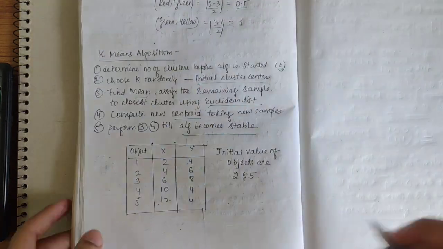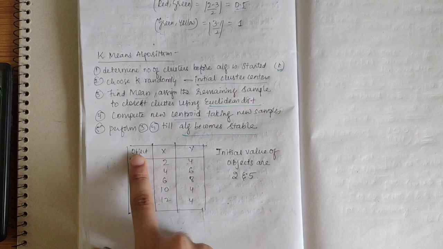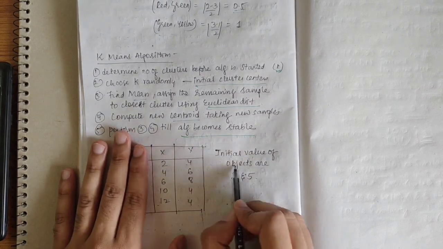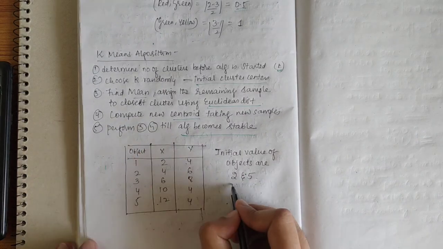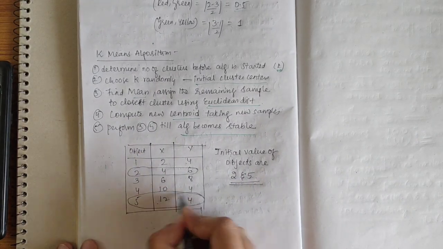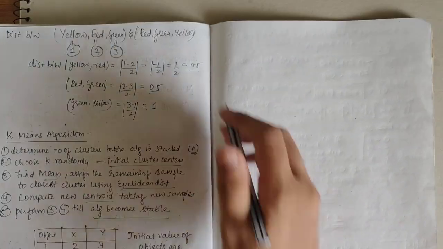So here they have provided the values, x and y values are given. And they have said that the initial objects are 2 and 5. So we need to take the initial cluster values as 2 and 5. So 2 would be one cluster and 5 would be one cluster. So I'll draw a table for this.